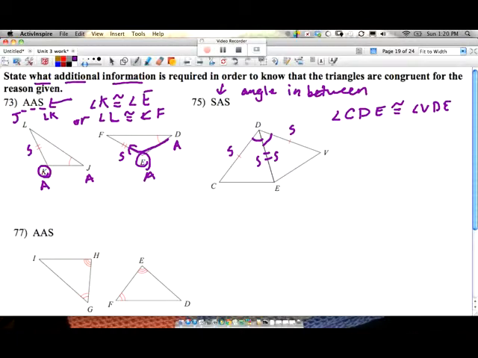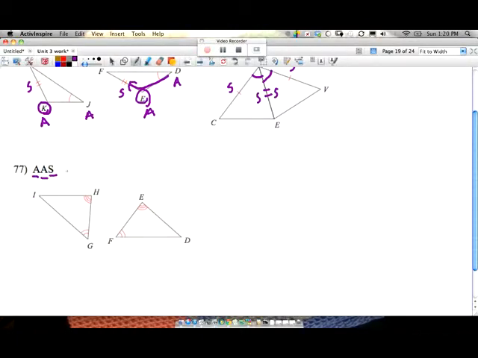Alright, let's keep going. Number 77 here. It says angle, angle, side. Okay, so I have two angles that match. And it goes HG. Well, then I need to either, let's say I started with H. Let's call this my first angle. So that's like A1, and this is A2. Then the side needs to be after that, which would be right here.